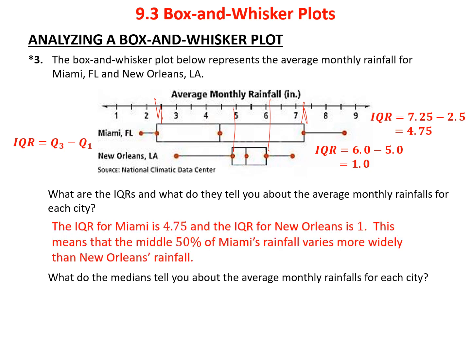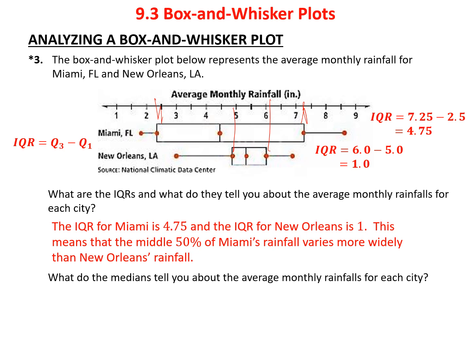So the IQR for Miami is 4.75. The IQR for New Orleans is 1. This means that the middle 50% of Miami's rainfall varies more widely than New Orleans' rainfall. In other words, half the time in New Orleans, you're going to get 5 or 6 inches of rain a day. Whereas in Miami, half the time, one day it could be 2.5 inches, the other day it could be 7 inches. There's more variety. What do the medians tell you?